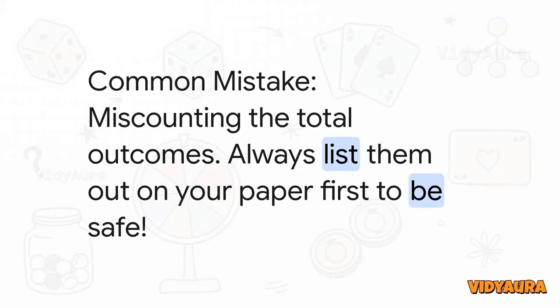And here it is, my top exam tip. You know the most common, silly mistake I see students make? They mess up the total outcomes. They rush and forget 1 or 2 possibilities. So please, in your exam, always take a moment to write them all down on your rough sheet first. If it's a die, write 1, 2, 3, 4, 5, 6. If it's 2 coins, write out all 4 combinations. It takes 10 seconds and it will save you from losing easy marks.